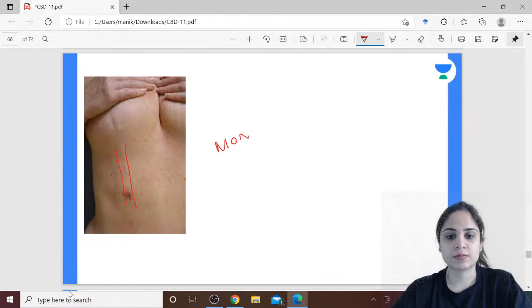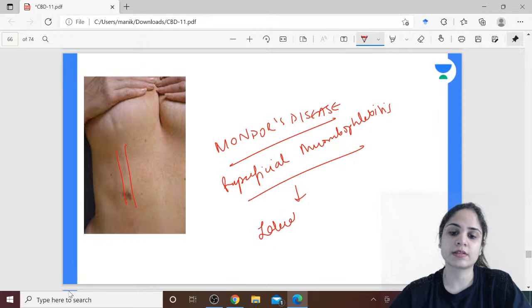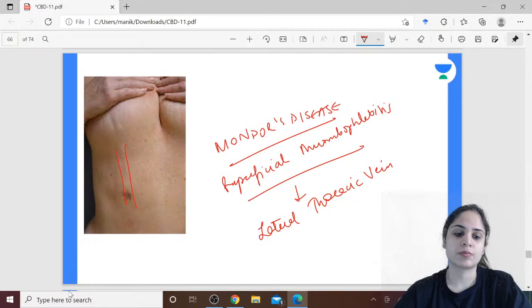Okay, this one, dilatation of the veins below the breast. This is called Mondor's disease. Mondor's disease is nothing but superficial thrombophlebitis. And what is the vein? So basically inflammation of the vein, correct? And what is the vein that is getting involved? It is nothing but the lateral thoracic vein. Superficial thrombophlebitis.